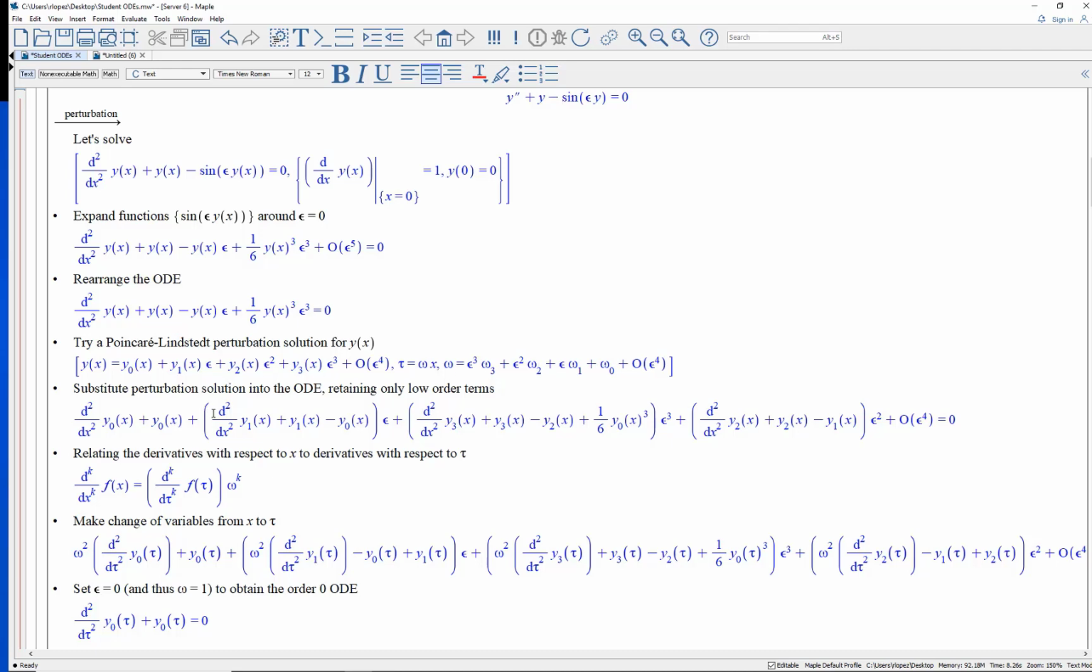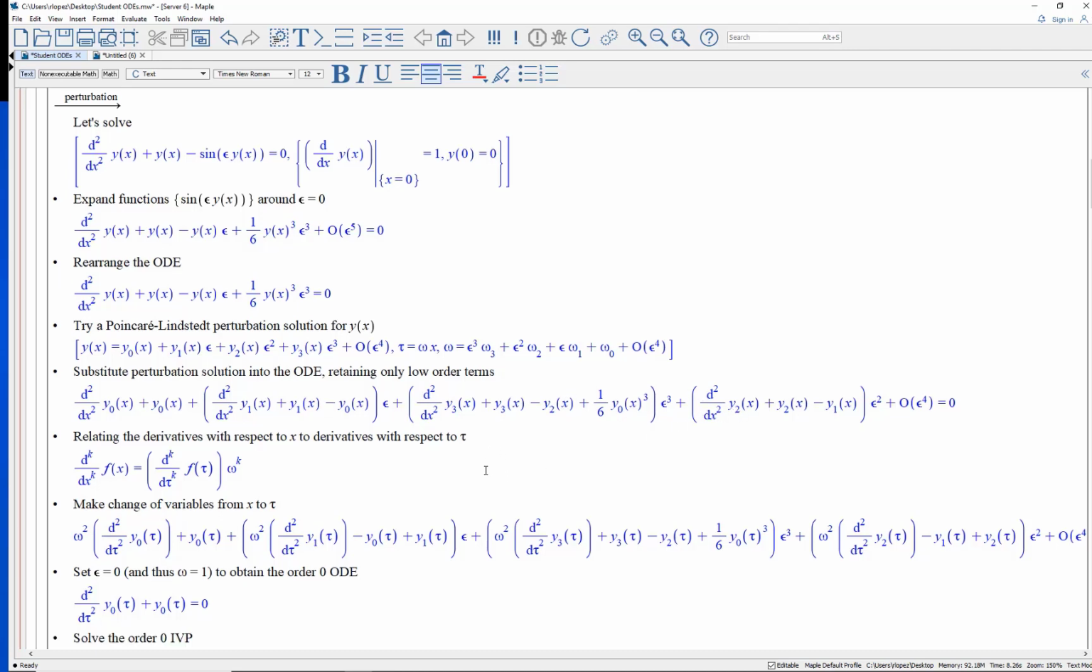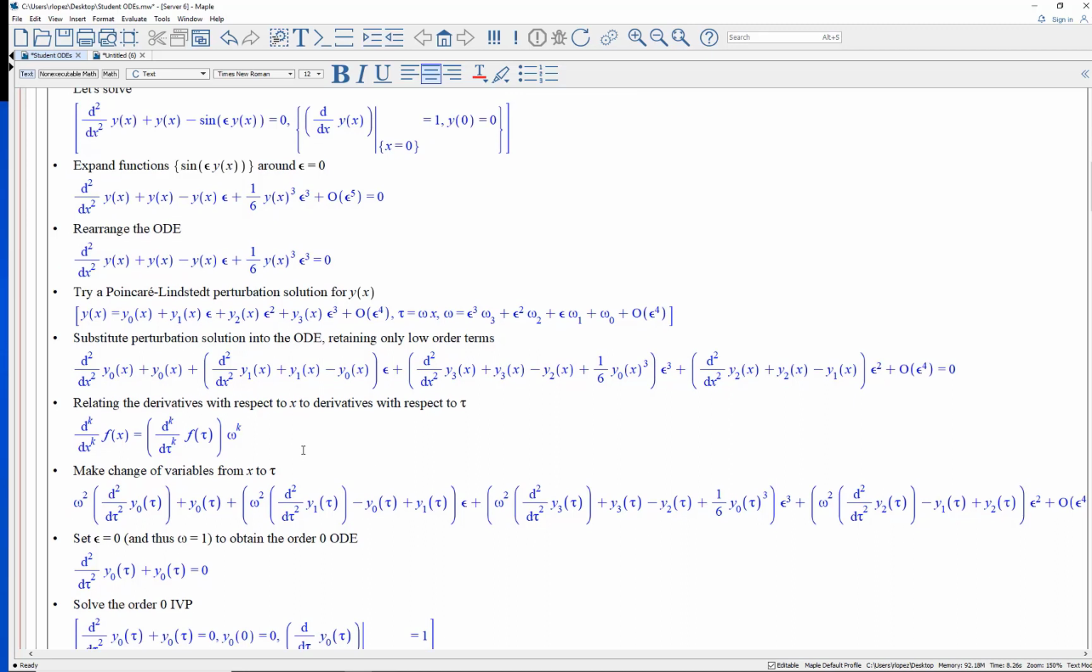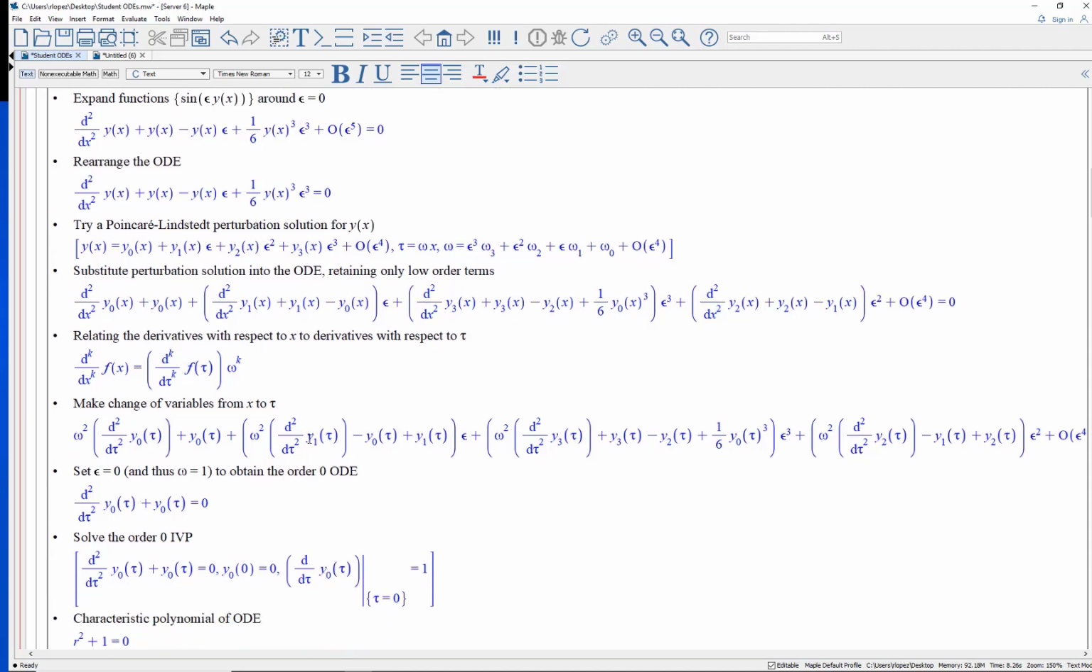So you put all that into the differential equation. There's your second derivative, second derivative, second derivative. And now these are derivatives with respect to x, but you need derivatives with respect to tau. So you replace the derivatives with respect to x with derivatives with respect to tau, and you pick up these powers of epsilon. So there's your differential equation.